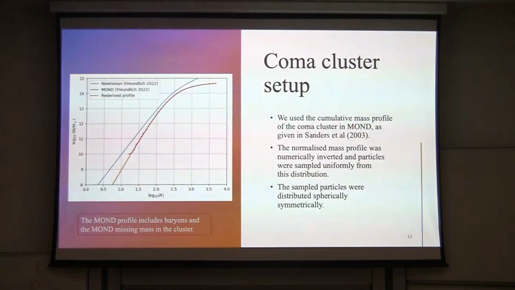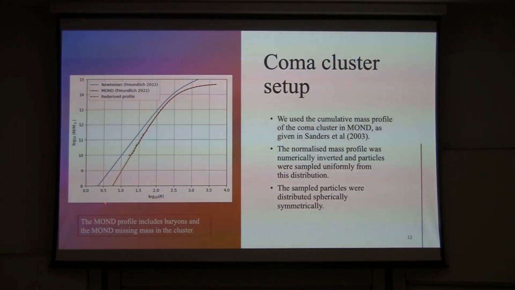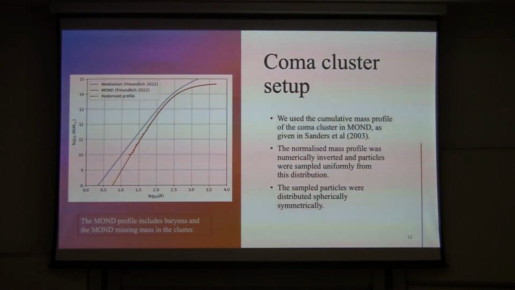Now, the initial setup is that we first use the cumulative mass profile of the Coma cluster given by Sanders et al. 2003, and then we use this mass profile to numerically invert it, convert it into a distribution function, and then sample particles from this distribution function and distribute them in spherical symmetry. So the yellow line that you see here is the theoretical cumulative mass profile, and the dashed line that you see here is the cumulative mass profile of the cluster that we have set up in MOND.